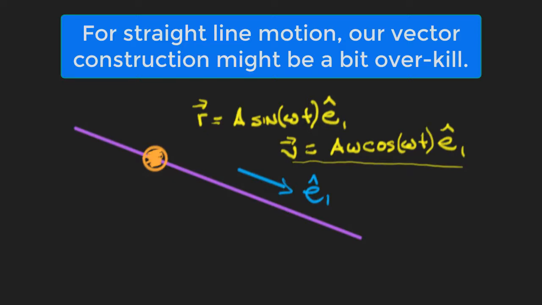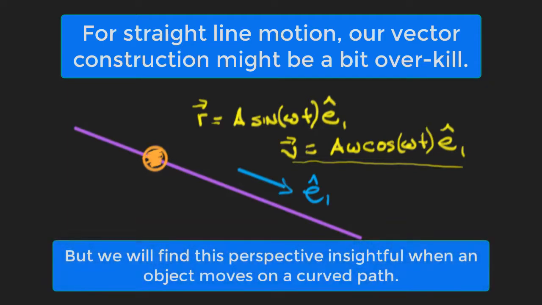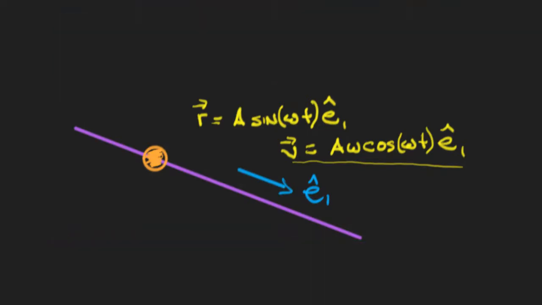But nonetheless, this vector construction that we just went through is valuable. Trust me, because when we start moving along curved paths, then things are going to get more complex, and this vector construction will show you the light. All right, so this ends us here, and we'll talk about acceleration next.